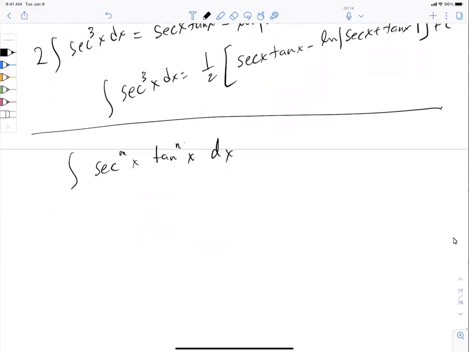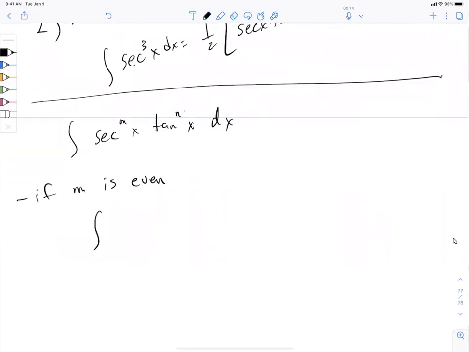Now let's do the first case. If m, which is the power of secant, is even and n is odd, oh sorry, not this. My apologies. Just m being even is sufficient. If m is even, then I peel off 2.